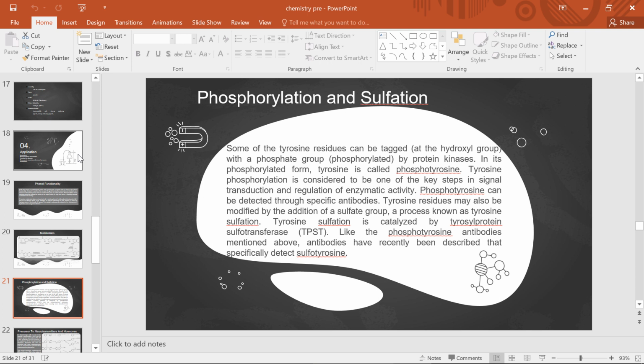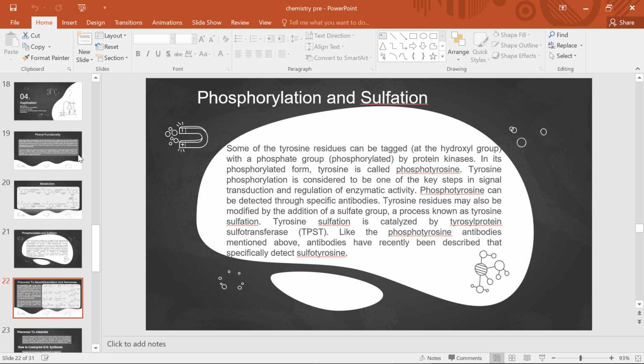Tyrosine residues may also be modified by the addition of a sulfate group, a process known as tyrosine sulfation. Tyrosine sulfation is catalyzed by tyrosylprotein sulfotransferase, TPST. Like the phosphotyrosine antibodies mentioned above, antibodies have recently been described that specifically detect sulfotyrosine.